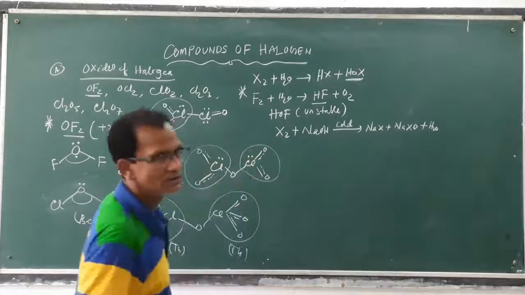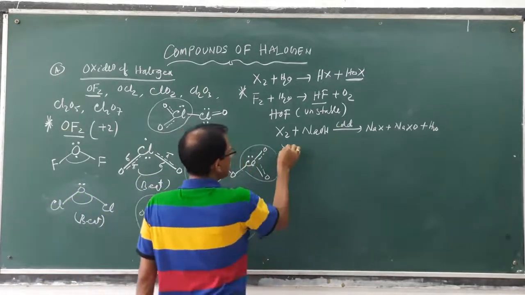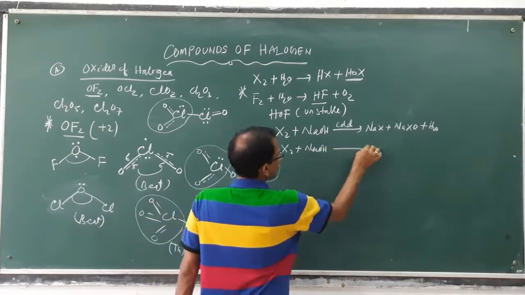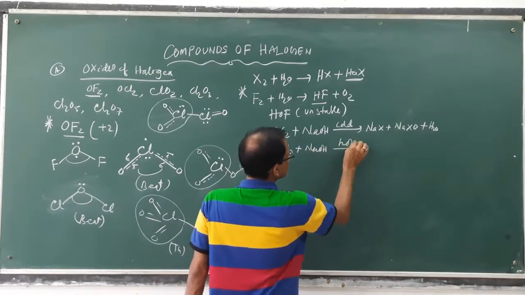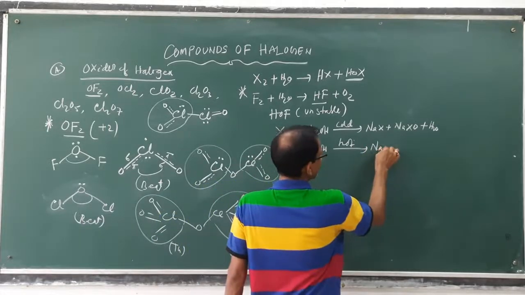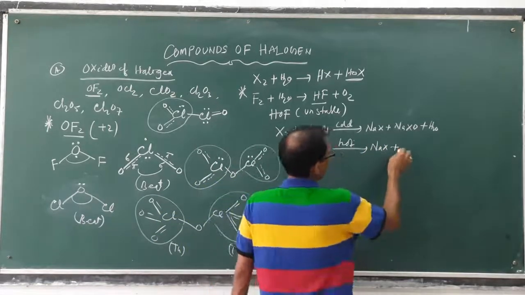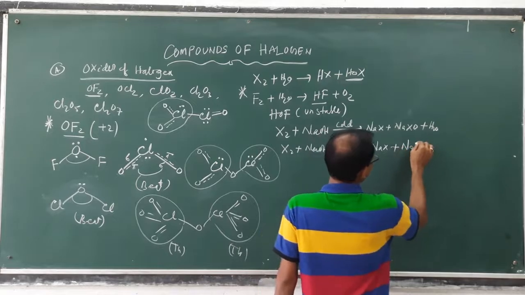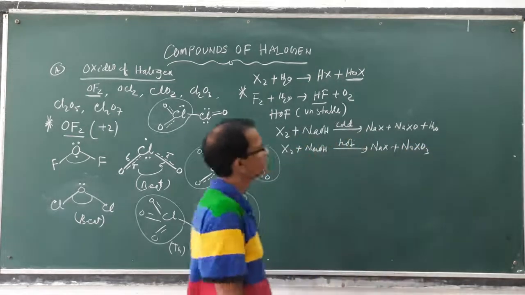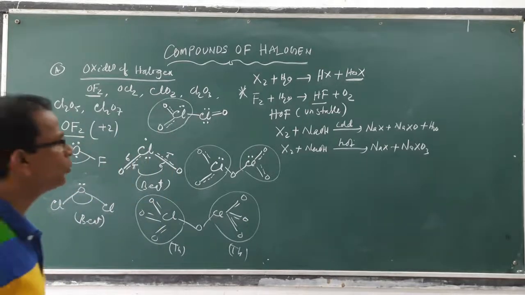This is a very important reaction. But the condition is cold. The same halogen, when it reacts with sodium hydroxide in the presence of heat, when it is heated, the product is the same NaX, but in place of NaXO, NaXO3 is produced. Instead of NaXO, NaXO3 is produced.